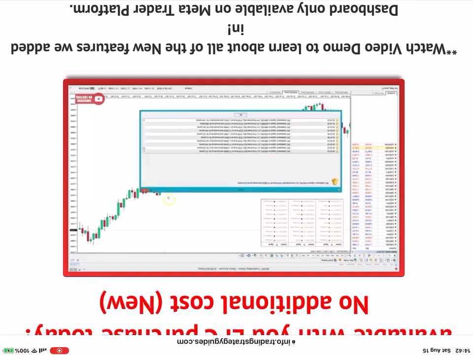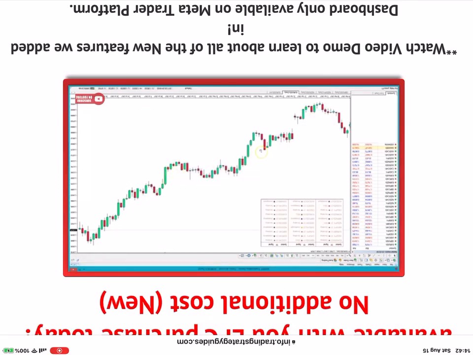We try to make it as simple as possible based on the strategy. That's what we do. We want to not complicate stuff as much as possible, and we think this will cover everyone from the beginners to the advanced. We gave some of those settings for those advanced traders who want to tweak the strategy.